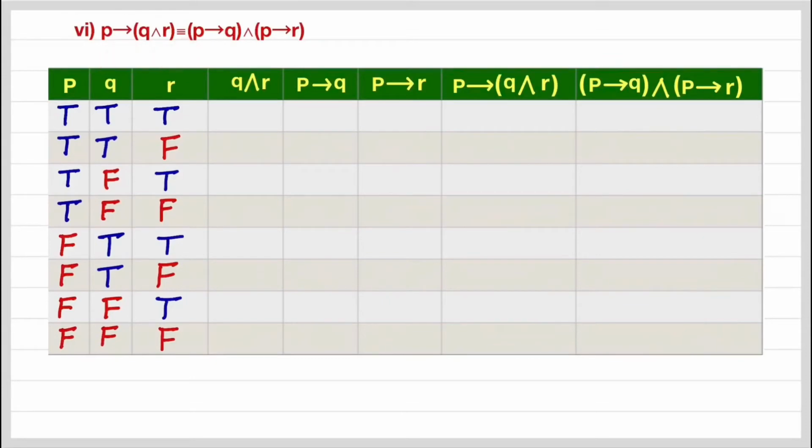Next, conjunction: Q and R. Conjunction is true when both the statements are true. See where both the statements are true: at the first and fifth entries. Here both the statements are true, therefore their conjunction is true and all other entries are false.